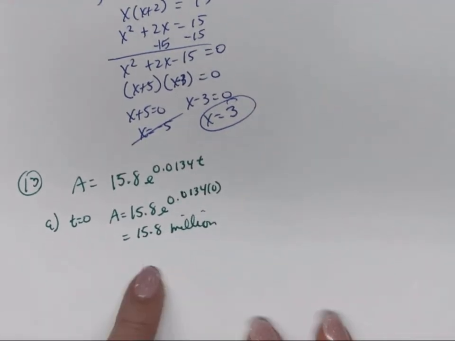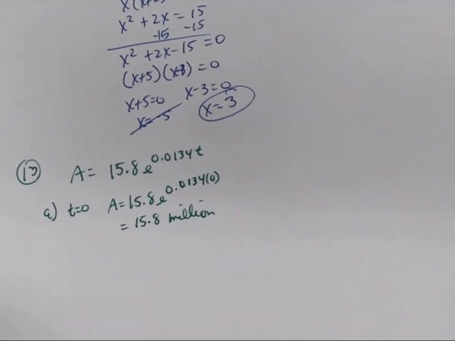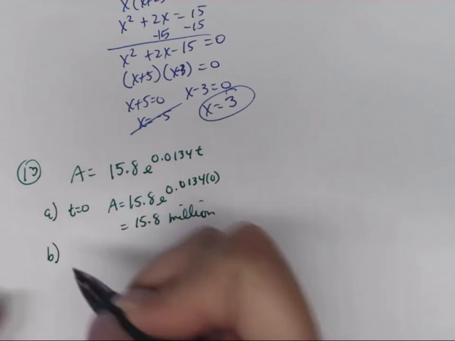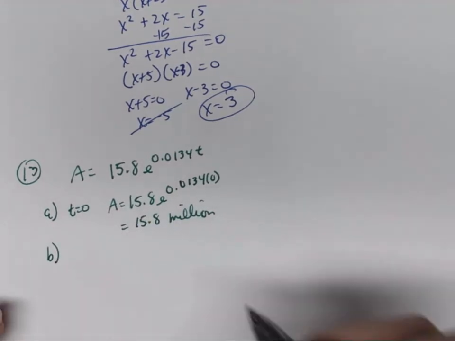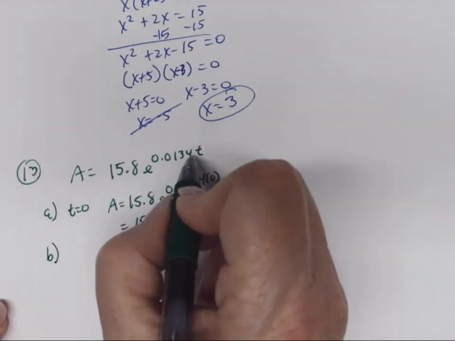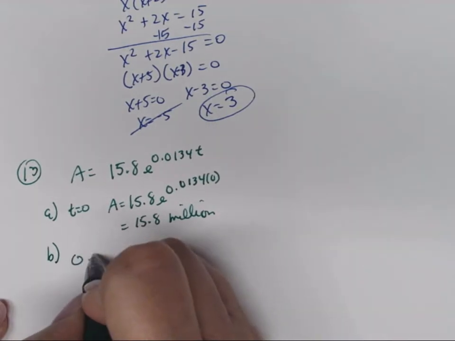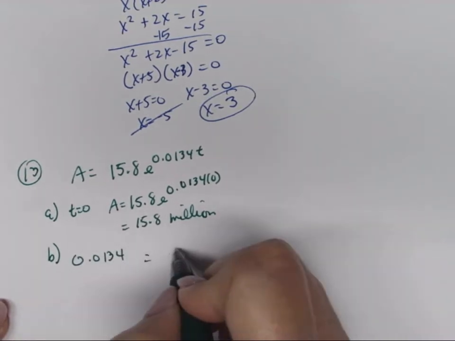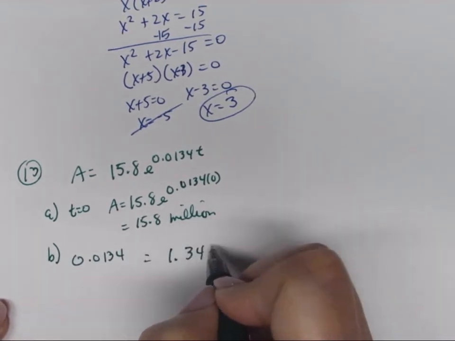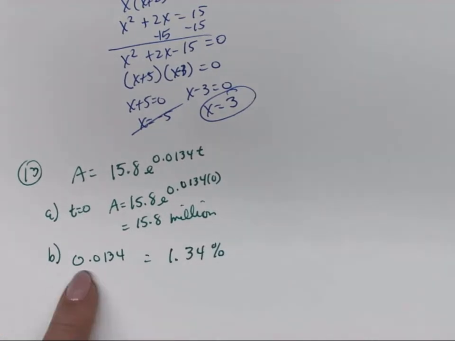But I want to see how you know that, so make sure you show me that 0 part. Part B asks for the rate. Well, this part right here, the formula is the rate. So 0.0134, which actually equals 1.34%, because you move the decimal places 2 places to the right.